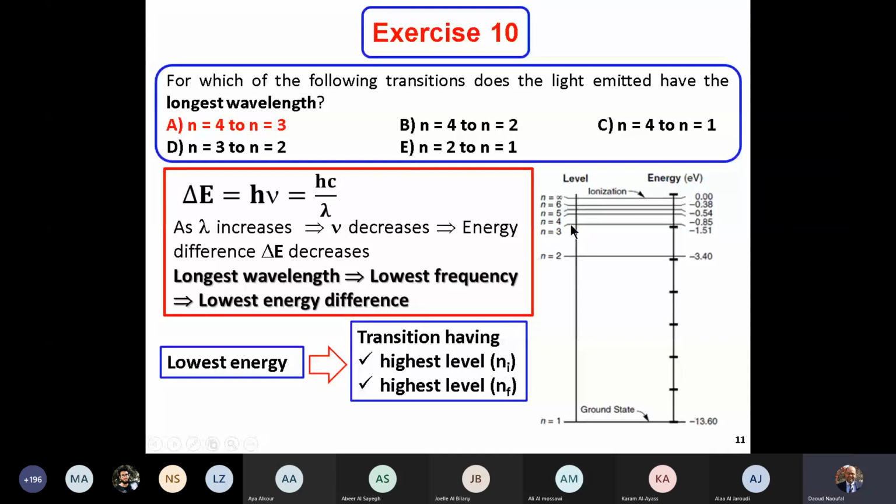Look to answer A: the difference from 4 to 3 is this area. Part D, the difference between 3 and 2 is this area. So the difference between 4 and 3 is lower than the difference between 3 and 2, which is lower than the difference between 2 and 1. So the lowest energy difference is between n equal 4 and n equal 3, and this is the correct answer. So the answer is A.